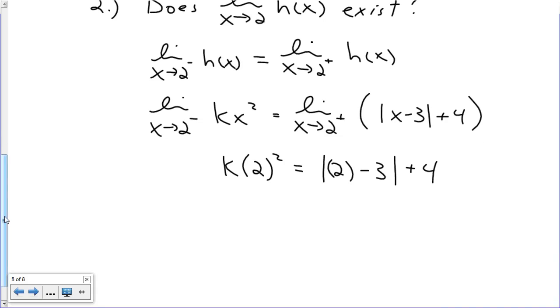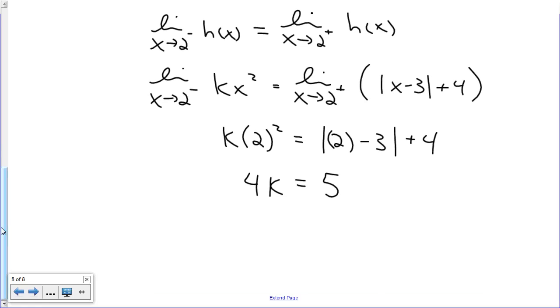And now let's just simplify this. On the left side, we end up with 2 squared is 4 times k. And on the right side, you have the absolute value of 2 minus 3. That's a negative 1, but the absolute value of that makes it a positive 1. Plus 4 gives us 5. And so if we divide by 4 to solve for k, we end up with k is equal to 5/4, or that would be 1.25.